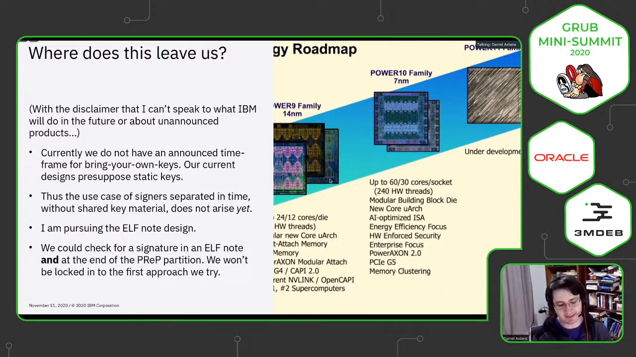The good news is that going down one of these approaches doesn't lock us out of the other one. So if we stick with an ELF node approach for now, and we come back to doing the full design, and we go, actually, the other design would have been better, it is at least technically possible. I mean, it would be annoying, but it's technically possible to check for either: is there one at the end of the PReP partition? Okay, let's trust that. Otherwise, let's look for one in an ELF node or something like that. It's possible. So while I am pursuing the ELF note approach for now, I am happy to be talked around later on.